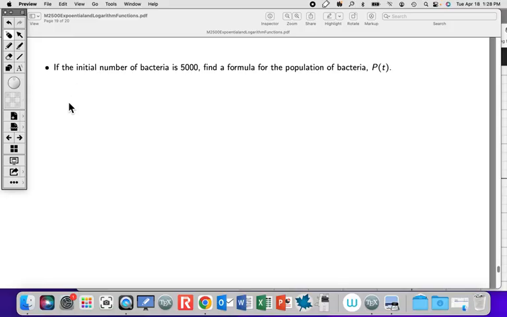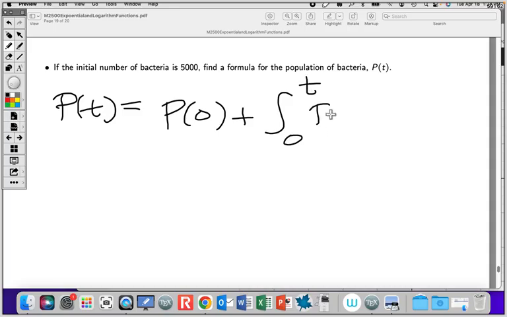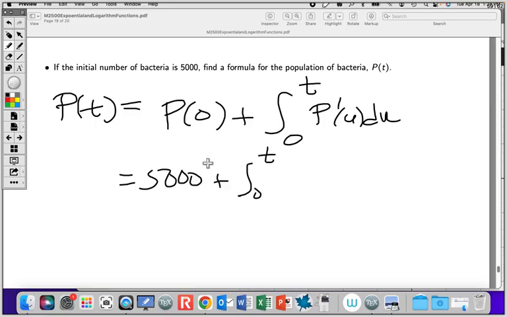The initial number of bacteria is 5,000. Find a formula for the population of bacteria, P of t. So this is where we go back and use our net change. Our P of t is going to be our initial amount, P of 0, plus the integral from 0 to t, P prime of u du. So we've got 5,000 plus the integral from 0 to t, 35 e to the 0.007 u du.